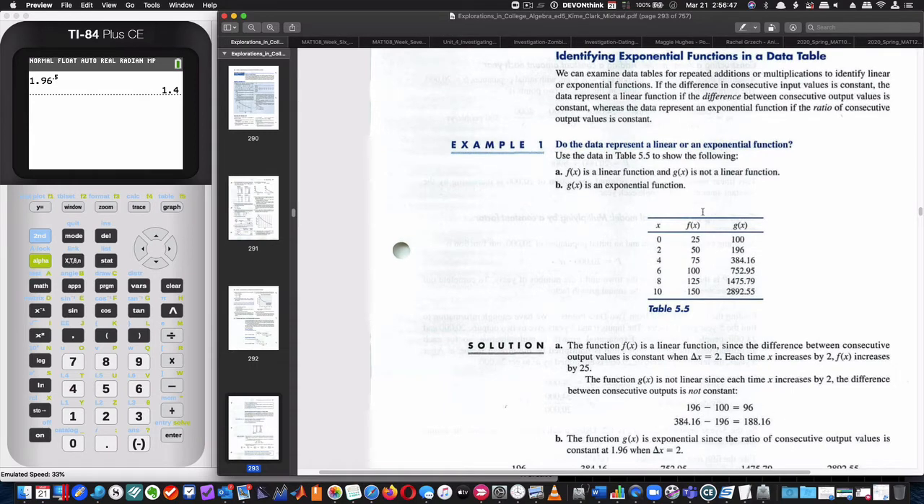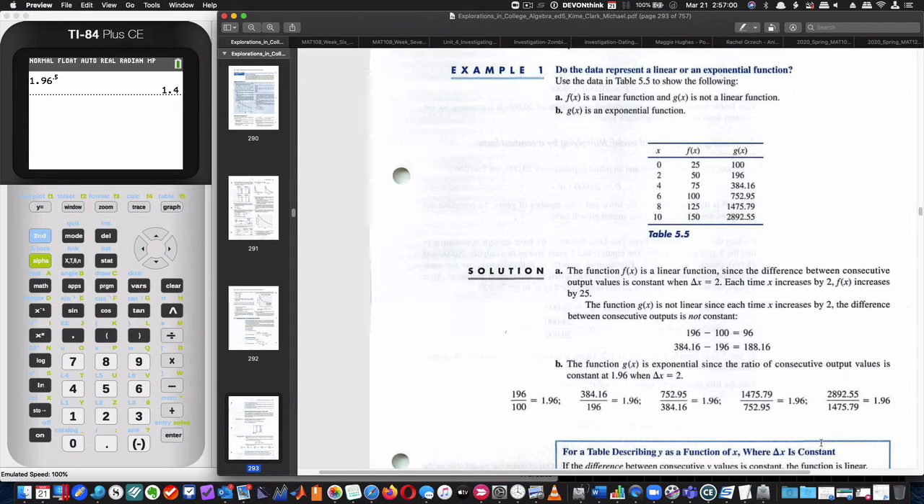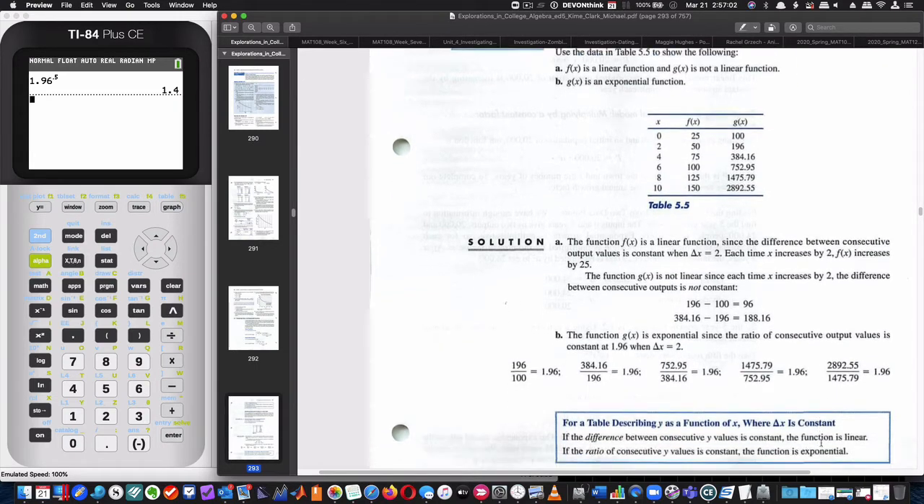B is an exponential function. We jumped ahead. I showed you that when I take those and divide the next point by the previous point, as long as the x intervals are the same, I get 1.96 each time. They didn't ask us to write the function, I jumped ahead, okay?